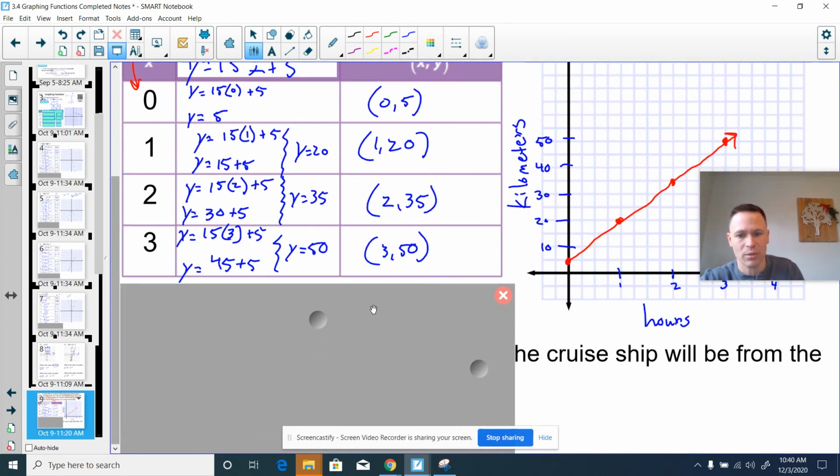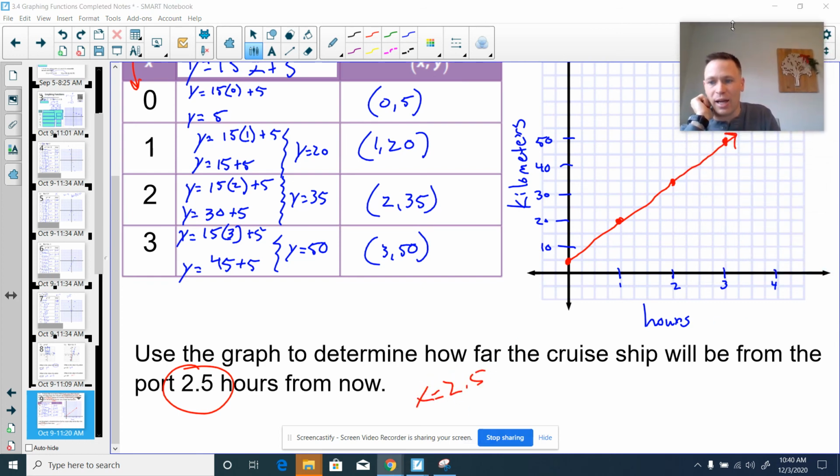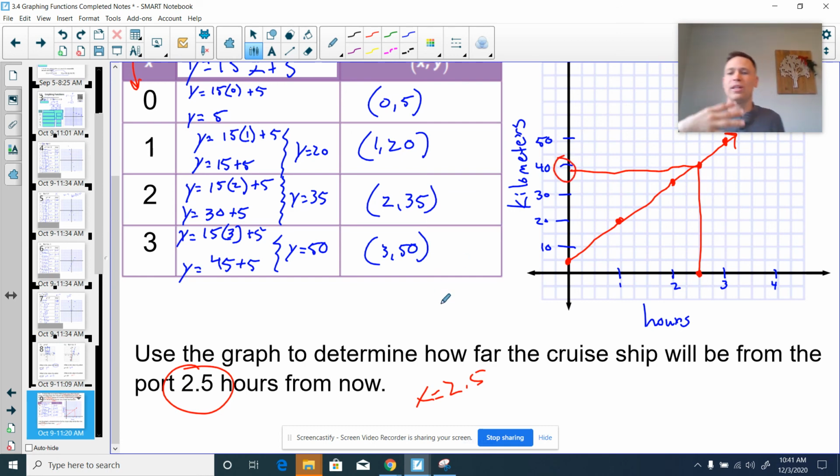Now we can answer some questions about it. It says, use the graph to determine how far the cruise ship will be from port 2.5 hours from now. This is the same exact thing as saying, what is y when x equals 2.5? Well, when x is 2.5, then I have to go to the graph where x is 2.5. That's right here. Then I have to go up to the graph where it hits it, and then go to the left to analyze what I think that is. Now, this is always an estimate, right? But this is what's required. I need to see this in order to know you use the graph.